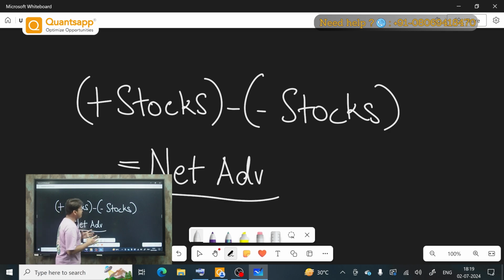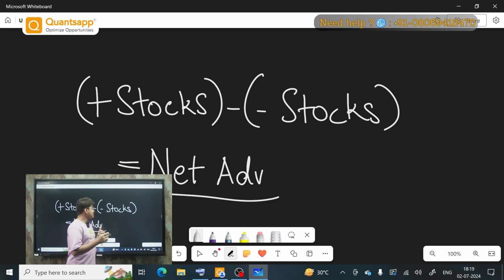If positive stocks are more, that would mean that net advance, the number that you get, would also be positive. If negative stocks are more, that would mean that net advance is also negative. So that is how you use advance decline.